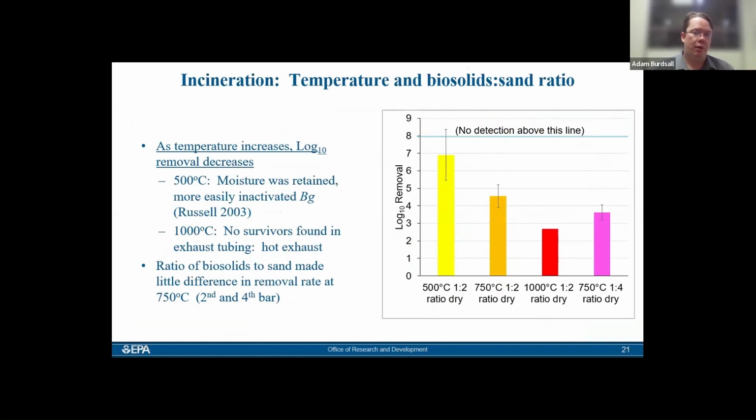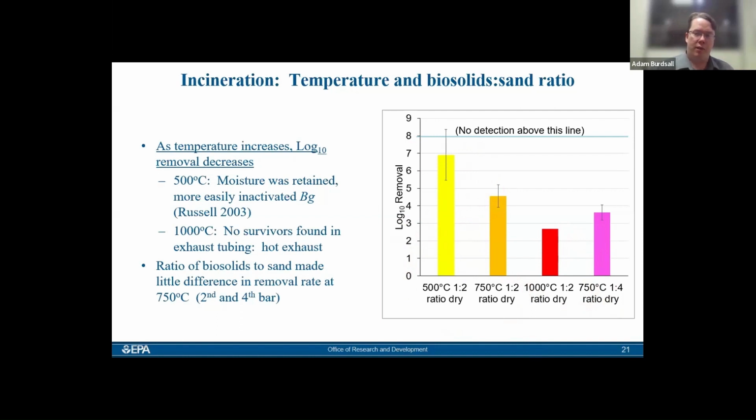The first item on the itinerary was to look at how the temperature affected spore removal. And our findings weren't quite intuitive. Hotter was not necessarily better. As the temperature went up, the amount of BG apparently removed actually decreased. The lowest temperatures that we tested, around 500 degrees Celsius, retained a lot of their moisture during the test and seemed to more easily inactivate the BG.